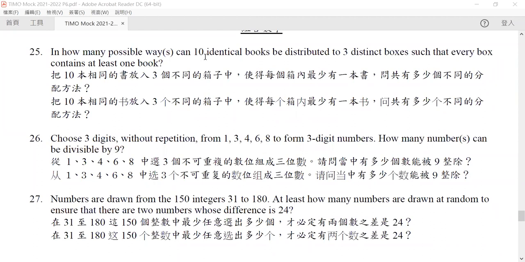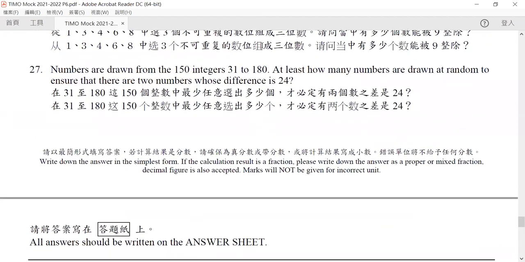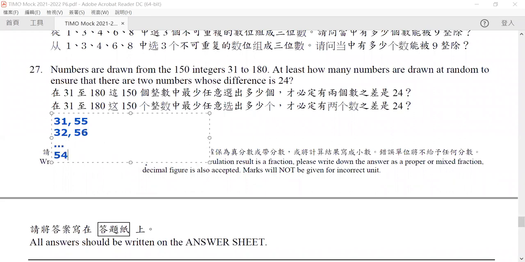Okay, so for our question 27, we draw numbers so that 2 numbers are different. In here, we know that if 2 numbers differ by 24, for example, it will be 31 and 55, 32 and 56, and so on and so forth, up until 54 and 78.